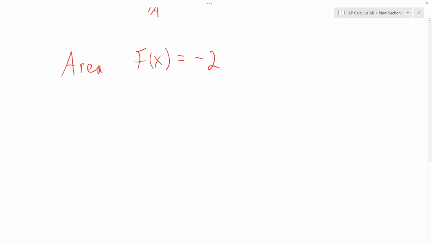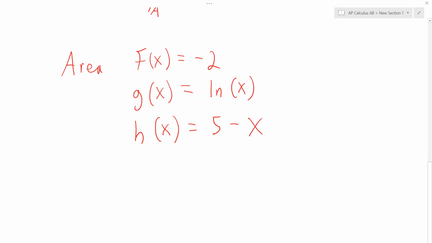Okay. Let's say we have f of x equals negative 2. Let's also say we have g of x equals, it's a good one for us to do easily here, ln of x. And let's say we have h of x equals 5 minus x.